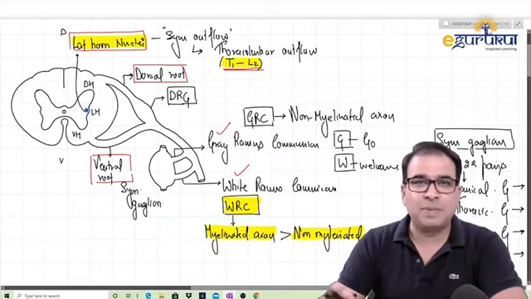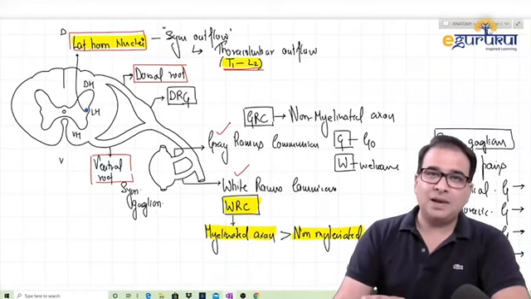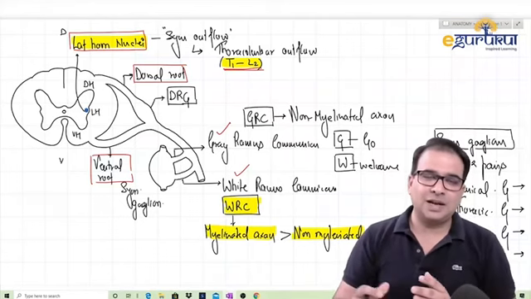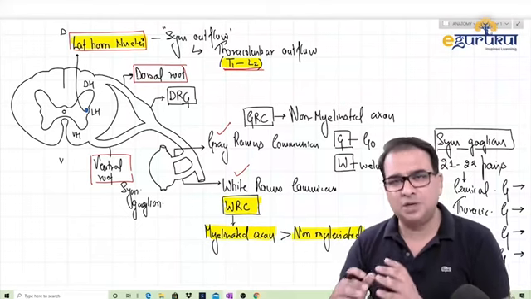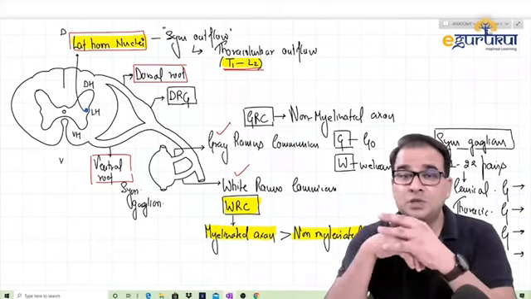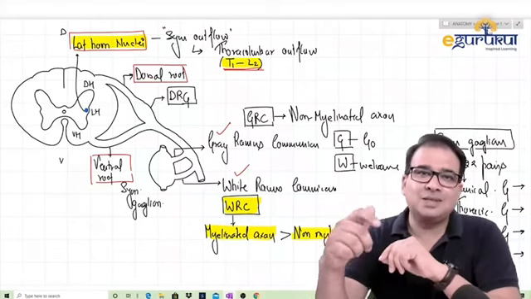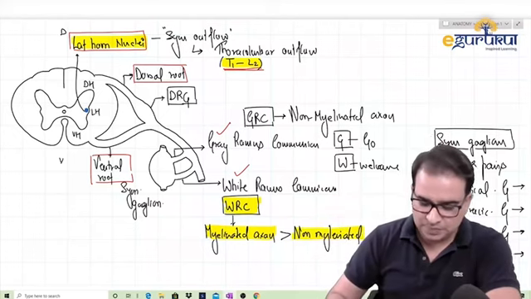The white, because of the myelination, we call it white ramus communicans. It is predominantly myelinated, but it's not that it only has myelinated axons, it has non-myelinated axons also. Gray ramus communicans essentially has the non-myelinated axons.